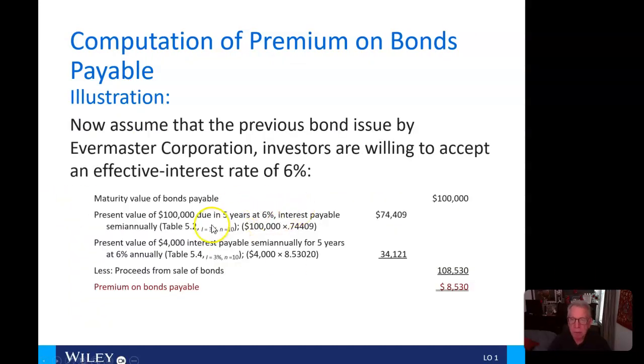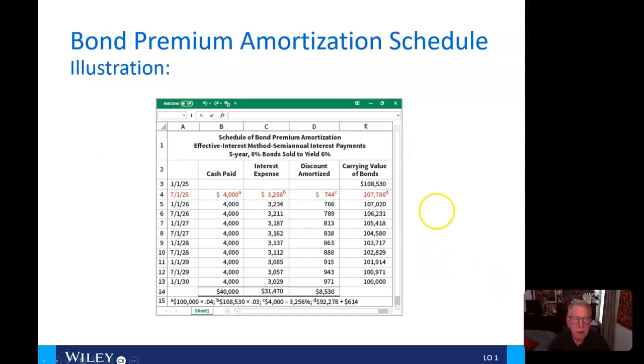Now, if there's a premium, the calculations are similar. I won't go through this again. I think you get it. But the effective interest rate was 6%. So when we go into the present value table, we're going to use half of that, which is 3%. But what we're going to pay is going to be based on 4%. So here we have a premium of $85.30, and you can see that we have our carrying value of $108,530.